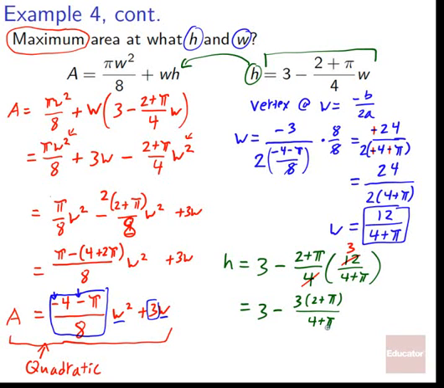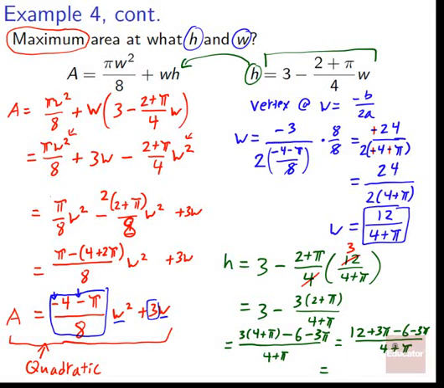We want to put them over common denominators so we can get the two pieces talking to each other. So we've got 3 times 4 plus pi over 4 plus pi, and then it's going to be minus 3 times 2 plus pi, so minus 6 minus 3 pi. So we've got 12 plus 3 pi minus 6 minus 3 pi all over 4 plus pi. So finally, our h is going to be, the minus 3 pi's cancel each other out. 12 minus 6, we get 6 over 4 plus pi. And that's our value for what our maximum h will be with our maximum width.